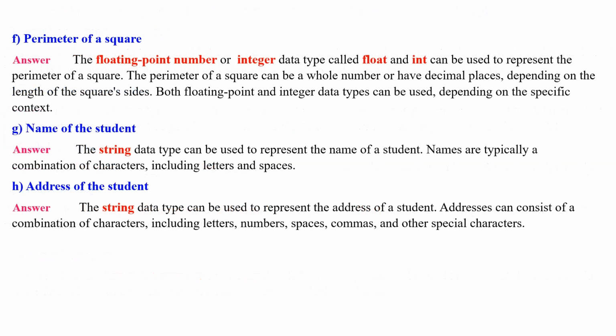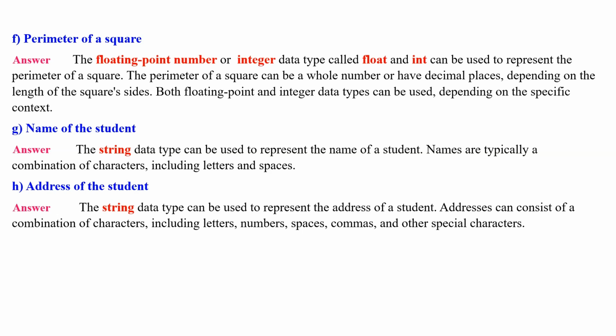Question F. Perimeter of a square. The floating point number or integer data type called float and int can be used to represent the perimeter of a square. The perimeter of a square can be a whole number or have decimal places, depending on the length of the square's sides. Both floating point and integer data types can be used, depending on the specific context.